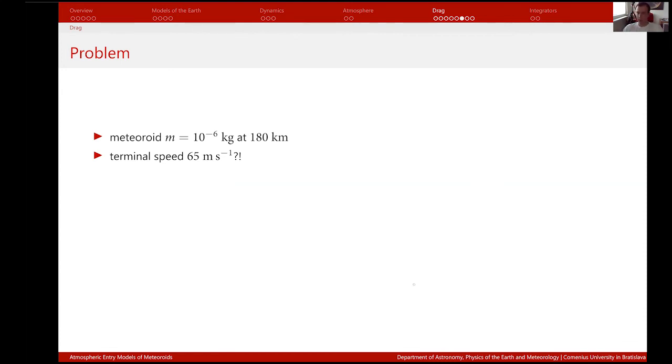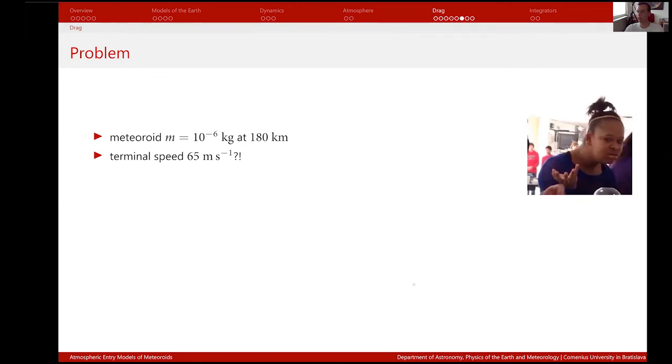However, it works only down in the atmosphere. So I was very happy. I implemented it. I put in a meteor at 1 milligram at 180 kilometers, and quickly found out its terminal speed was 65 meters per second, which is definitely not correct. So what the hell? What is this?